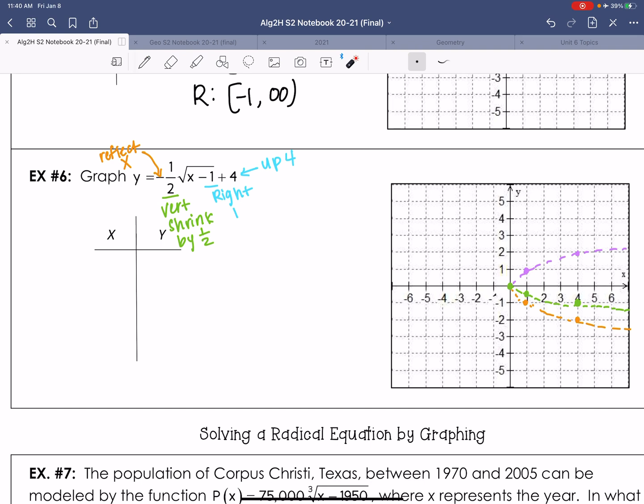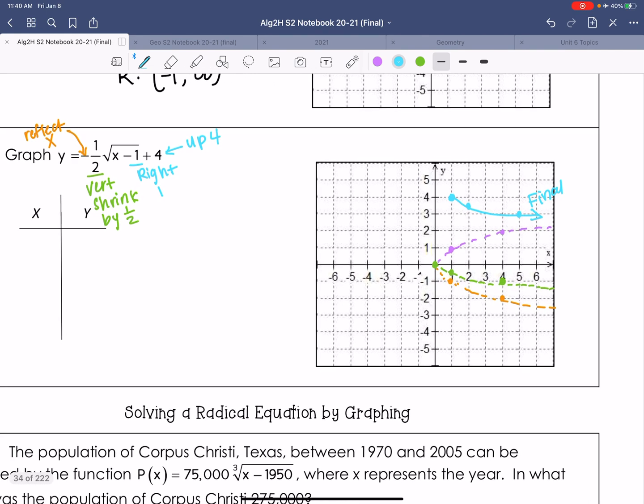We're taking each point, going right 1, up 4. So we're going to start here, right 1, up 4, to here, right 1, up 4. Next one would be shrunk by a half, so it's right there. And my last one would be here. So I just took all the green points and moved them right 1, up 4. Connect our dots. Remember, this end needs an arrow. That one will continue forever and ever. And this is my final graph.